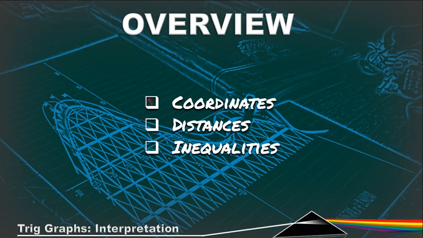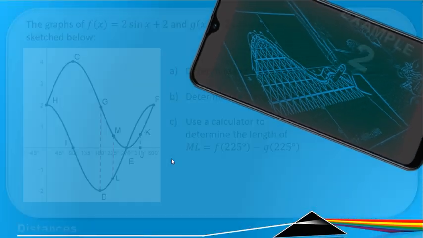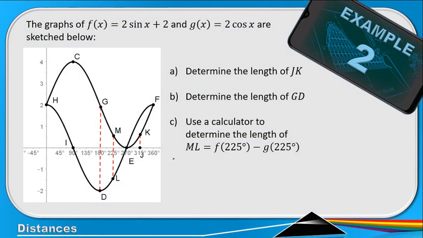Okay, so next up we have the distances, and we are working again with the same two graphs as we did previously. In this example, it says determine the length of JK. So let's just see where JK lies. We can see it over here.